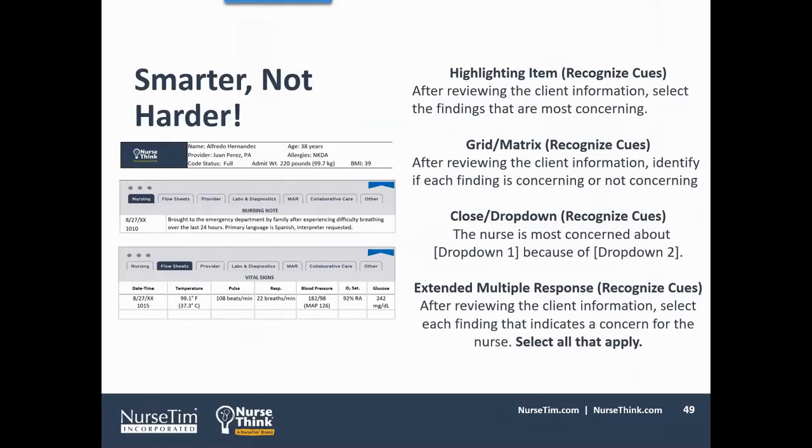So how else can I mix this up? I can also go through the process of not only changing my chart and my chart parts, but I can also change the question style. So for example, when I wrote my recognized cues question, I used a highlight, but I could also take that information and build out a grid matrix question. And then I could also take recognized cues and build out a closed dropdown. And I could also build out an extended multiple response. So for this same patient here, I have 4 different options under recognized cues.